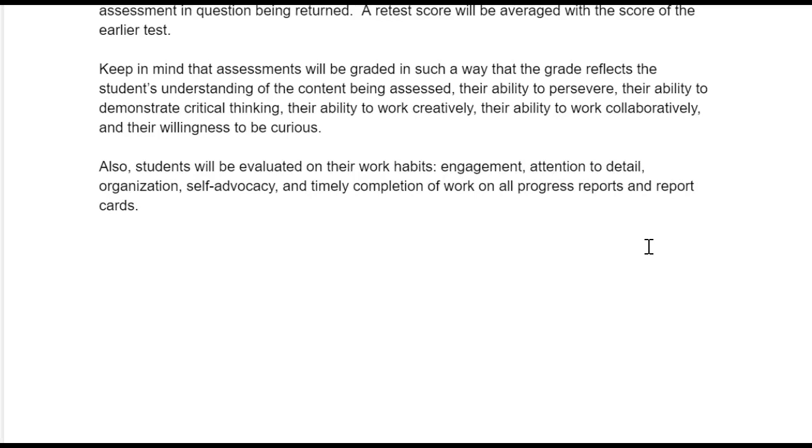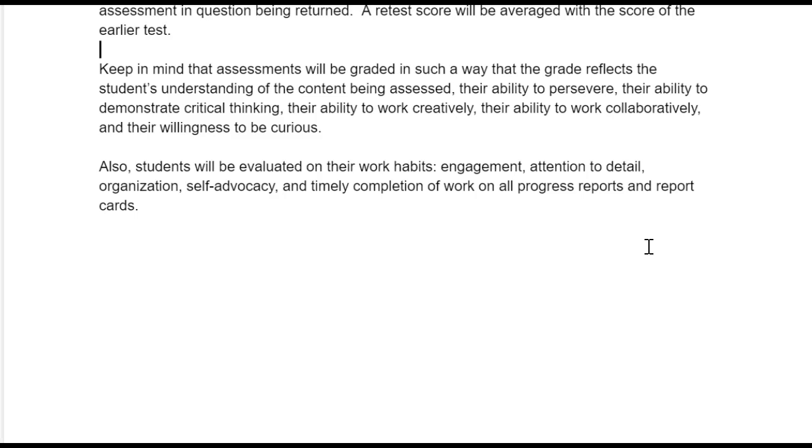All right, keep in mind that assessments will be graded in such a way that the grade reflects your understanding of the content being assessed, your ability to persevere, your ability to think critically, your ability to work creatively, your ability to work collaboratively in preparation. Usually the tests are not collaborative exercises, but, you know, we're there. And your willingness to be curious, okay? So these are those critical thinking skills that we'd like you to have. I will make comments about those on your report cards when I get to make comments. So be thinking that that's where I'm going to base my comments on.